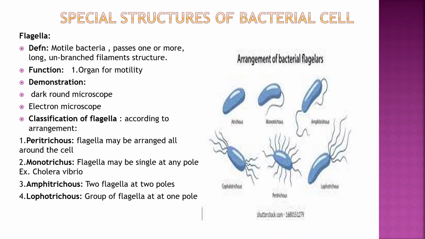Classification of flagella according to the arrangement: peritrichous flagella are all around the cell, monotrichous is a single flagellum at one pole, amphitrichous is a single flagellum at two poles, and lophotrichous is a group of flagella at one pole. And in this diagram you can see the flagella arrangement.